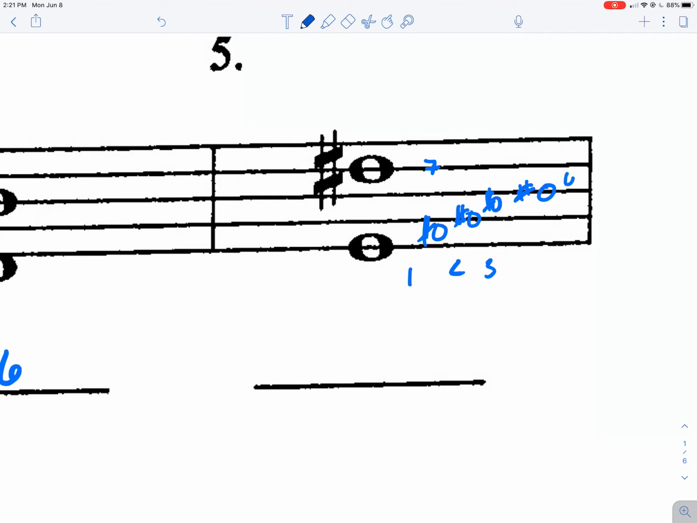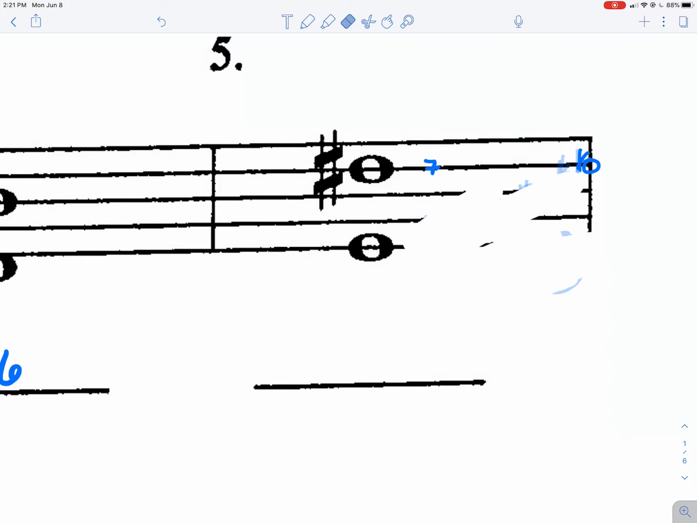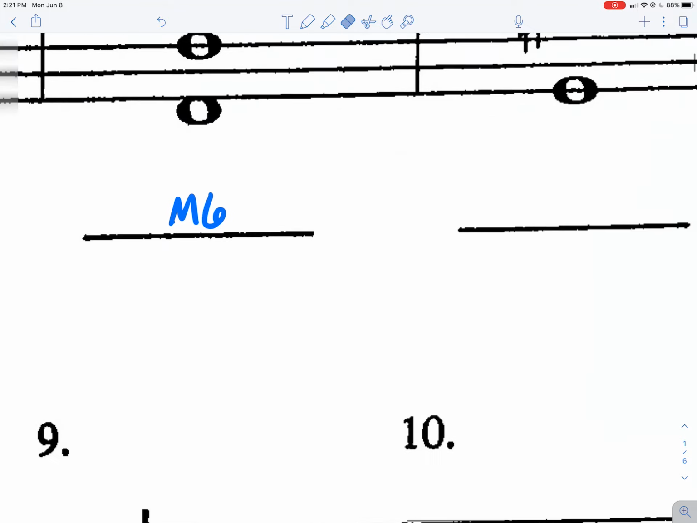B sharp to, let's say, C sharp. That's a half step, right? B sharp to C sharp is a half step. C sharp to D sharp is a whole step. So that is 1, 2, 3, 4, 5 and a half steps, which means it's a major seventh. Well, here's another way.